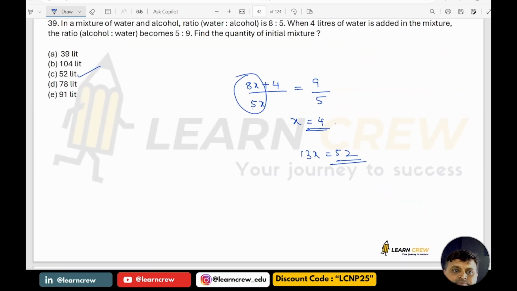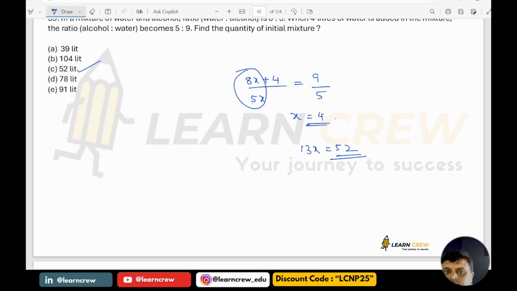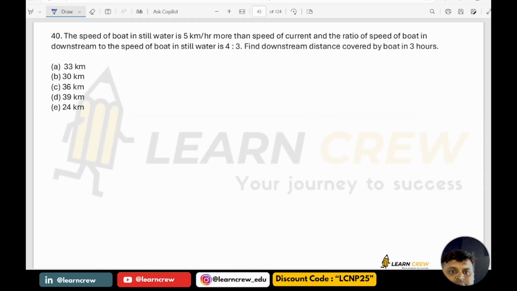Remember, this is an important model. The speed of the boat in still water is x kilometer per hour, 5 kilometer per hour more than the speed of the current. And the ratio of the speed of the boat in downstream to the speed of the boat in still water is 4 is to 3.